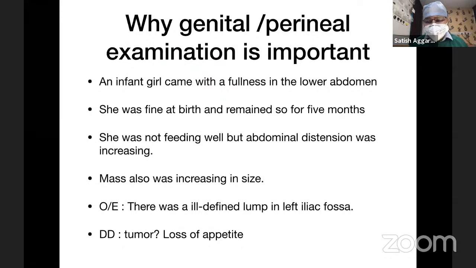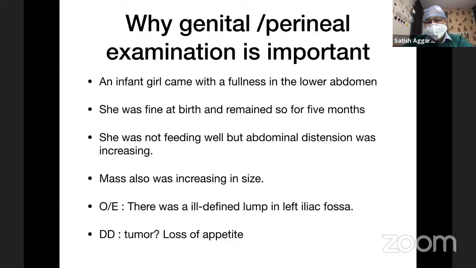Now, I'll show you some examples which will illustrate why genital and perineal examination is important when you're dealing with a mass in the abdomen. So this infant girl came with a fullness in the lower abdomen. She was fine at the time of birth and remained so for the first 5 months while she was on breast milk. Currently, she was not feeding well, but abdominal distension was increasing, and the mass also was increasing in size. When we examined, there was an ill-defined lump in the left iliac fossa.